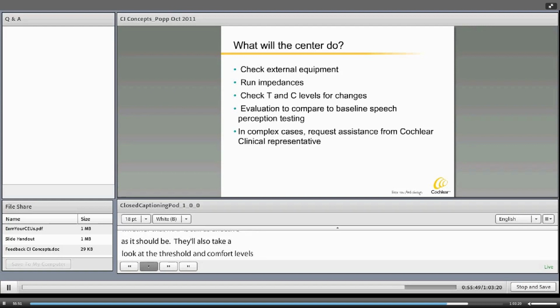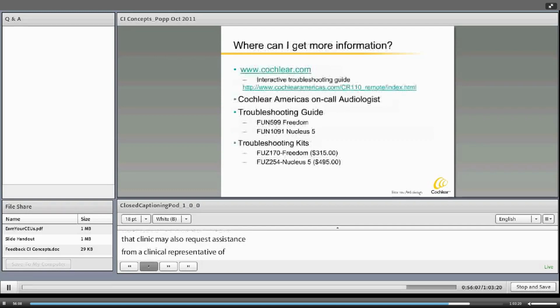What the center will then do is they will rerun the impedances to see if there's been any changes, because if there's been a change in the impedance, that could potentially change your compliance and change whether that map is still as effective as it should be. They'll also take a look at the threshold and comfort levels to see if those have changed, and then do an evaluation to compare their speech perception testing previously to where they are today. In more complex cases, that clinic may also request assistance from a clinical representative of Cochlear, and then we'll come in and do some additional testing if necessary.